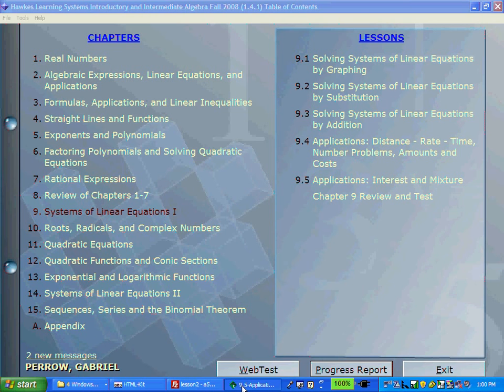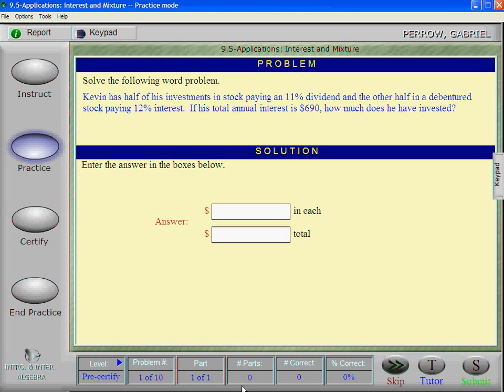a little bit of variation, but you're still trying to come up with two equations that work for any given problem, and then try to work it out either with substitution or the addition method. This problem says Kevin has half of his investments in stock paying an 11% dividend and the other half in a debentured stock paying 12% interest. If his total annual interest is $690, how much does he have invested?